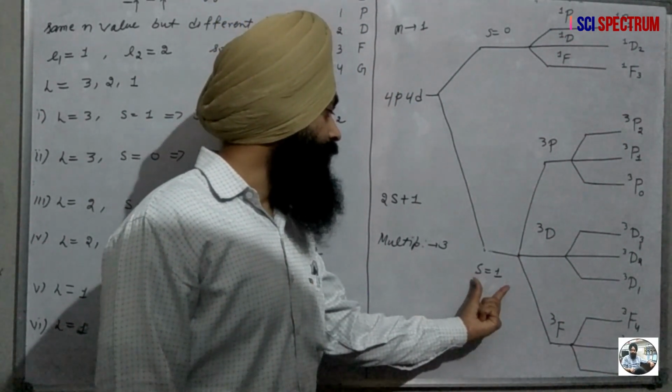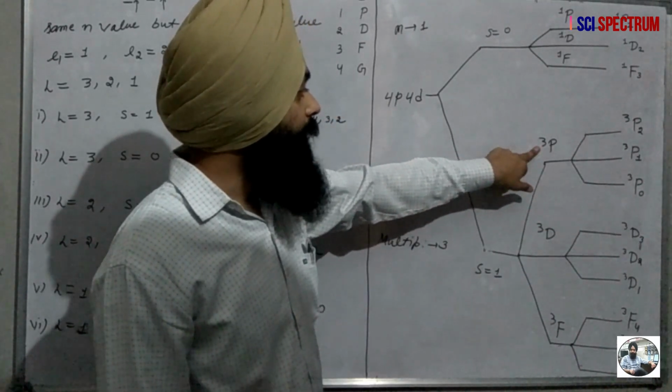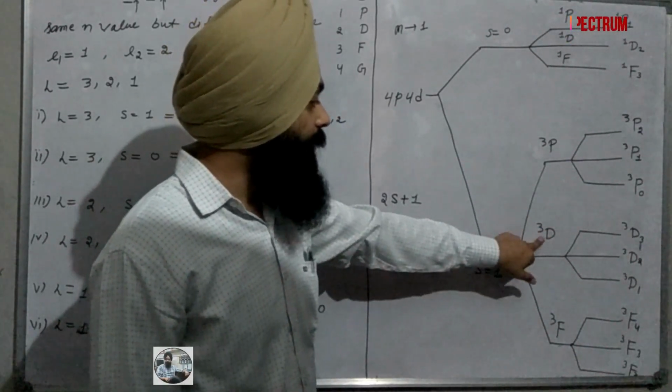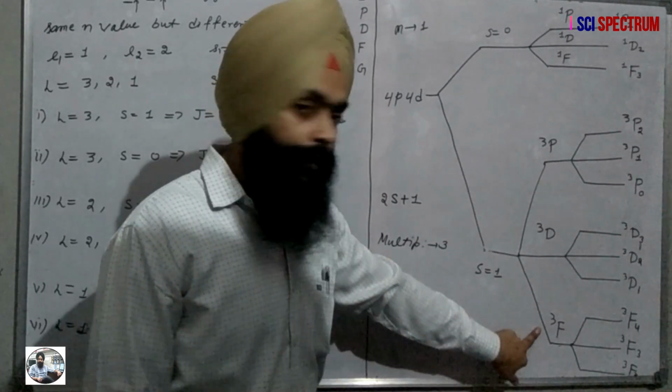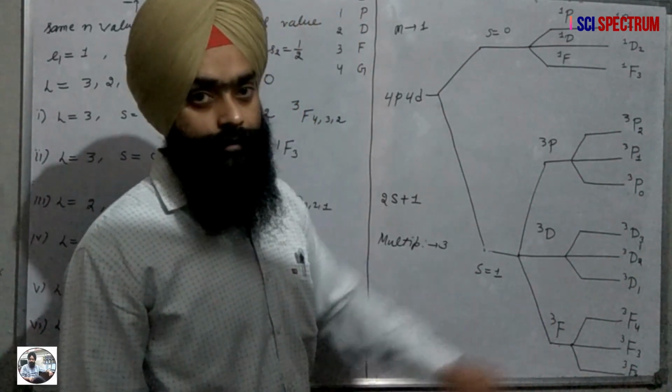Similarly, we can take the example for S equal to 1 here. This is the 3P state. This is the 3D state, 3F state. Higher L value, lowest in energy.